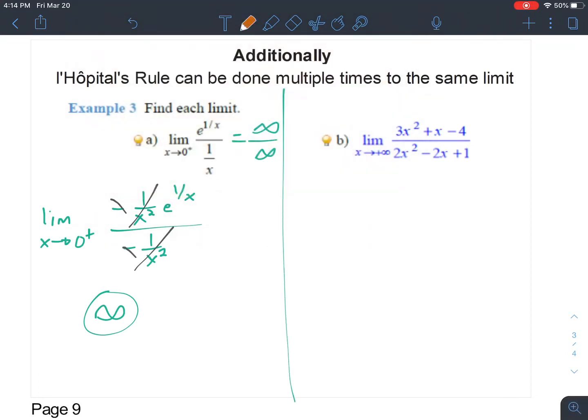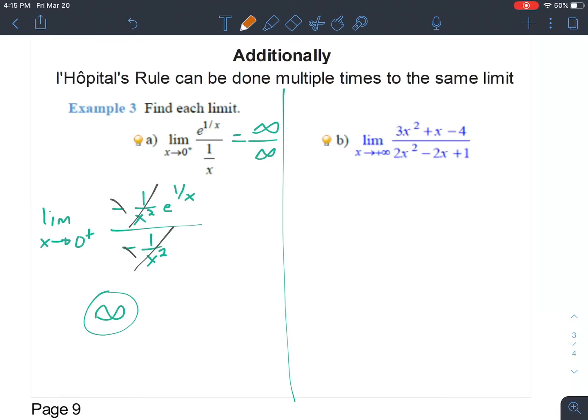Now, in the second question, you may remember back from term 1 that I showed you that if you look at the degree of your polynomial, and if they are the same, then the answer is going to be just the ratio of the leading coefficients. So back in term 1, we already knew that the answer for this was going to be 3 over 2. Now with L'Hopital's, we can justify why the answer is indeed 3 over 2.